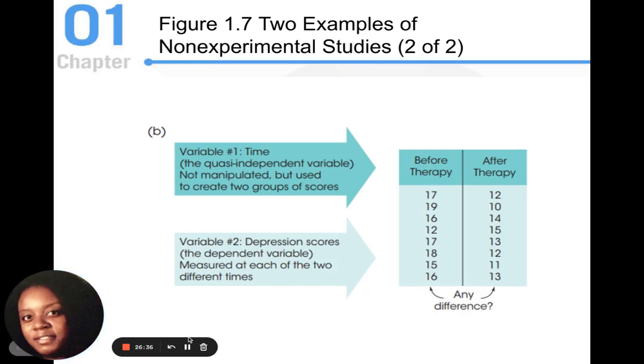other non-experimental studies. We could look at time and depression scores. So it's considered quasi-independent because the amount of time before therapy or after therapy can't be manipulated. It just is. But they can help create our two groups. And then depression scores are going to be my dependent variable. It's going to be what's measured between both of my groups to see if there's a difference.